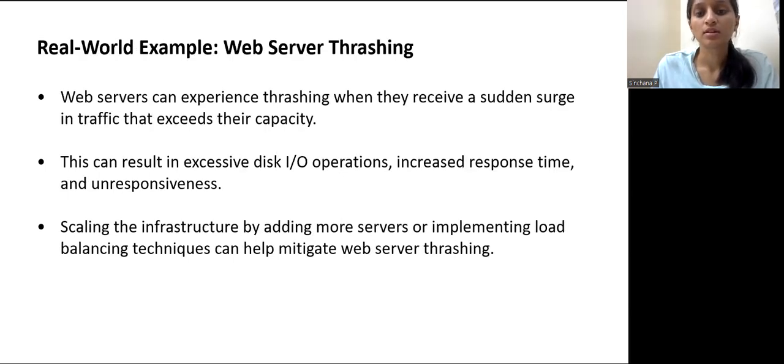Real world example: web server thrashing. Web servers can experience thrashing when they receive a sudden surge in traffic that exceeds their capacity. This can result in excessive disk input-output operations, increased response time, and unresponsiveness. Scaling the infrastructure by adding more servers or implementing load balancing techniques can help mitigate web server thrashing.